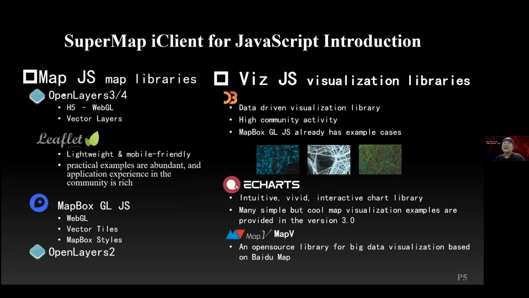For the map library part, as I mentioned, it is based on OpenLayers, Leaflet, Mapbox GL, and Classic. Classic is actually based on OpenLayers too. And for the visualization library, we are based on D3, which is a data-driven visualization library, and ECharts. It provides us a lot of visualization effects on charts. And MapV is an open source library for big data visualization based on Baidu Map.